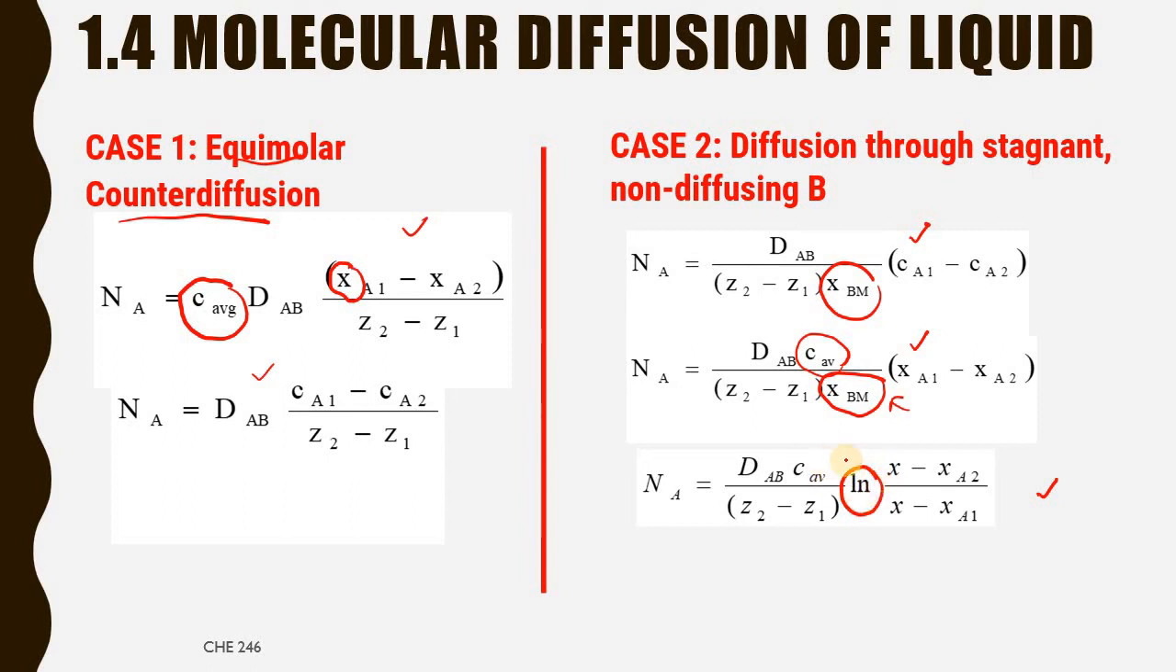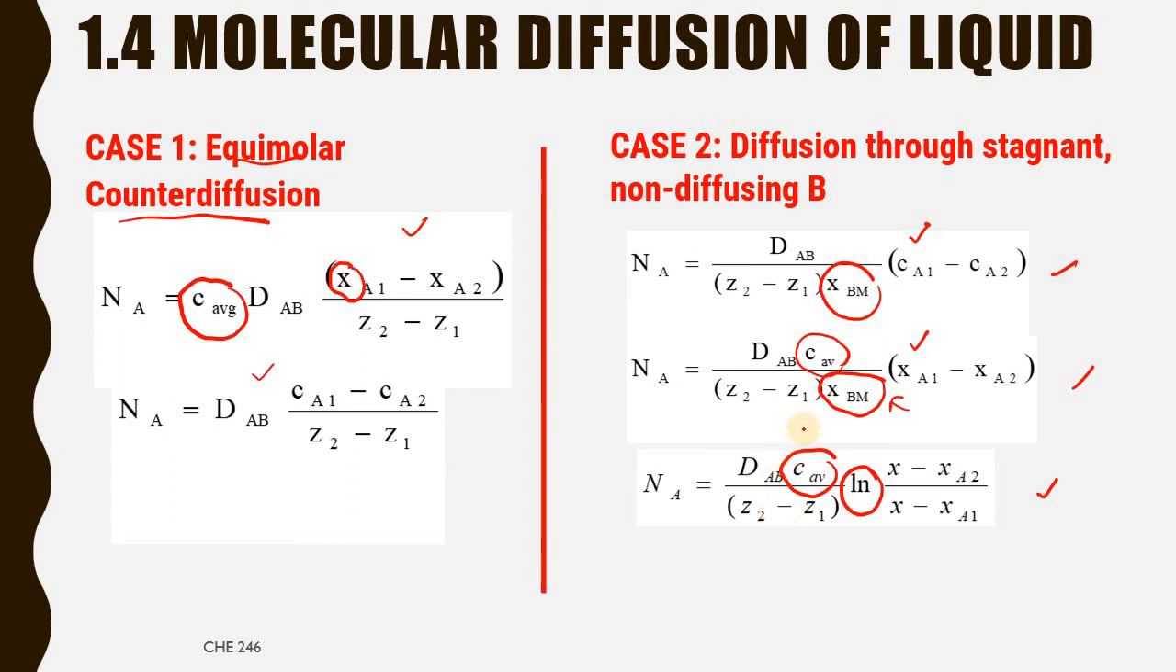For the X term, you need to have C average. So these three equations are three different equations. You can use either one based on the information given in the question.